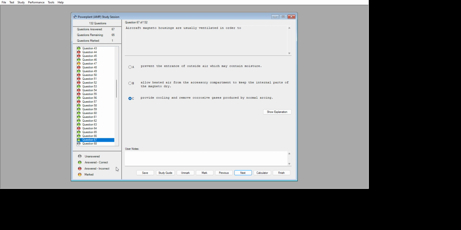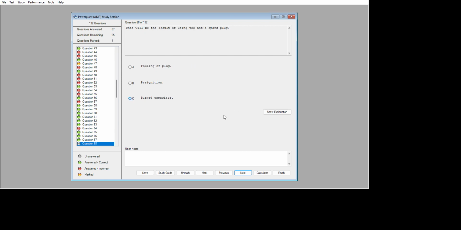Aircraft magneto housings are usually ventilated in order to provide cooling and remove corrosive gases produced by normal arcing.